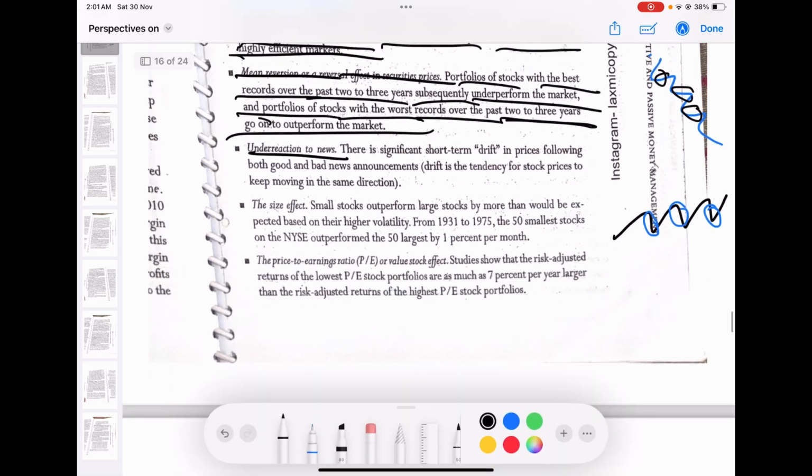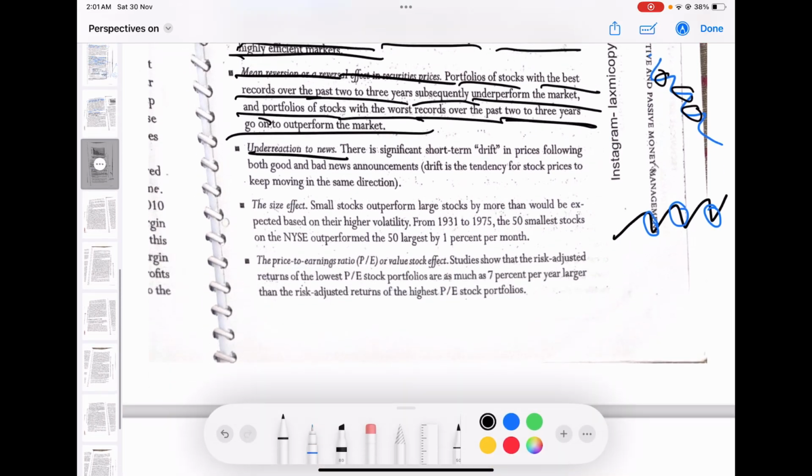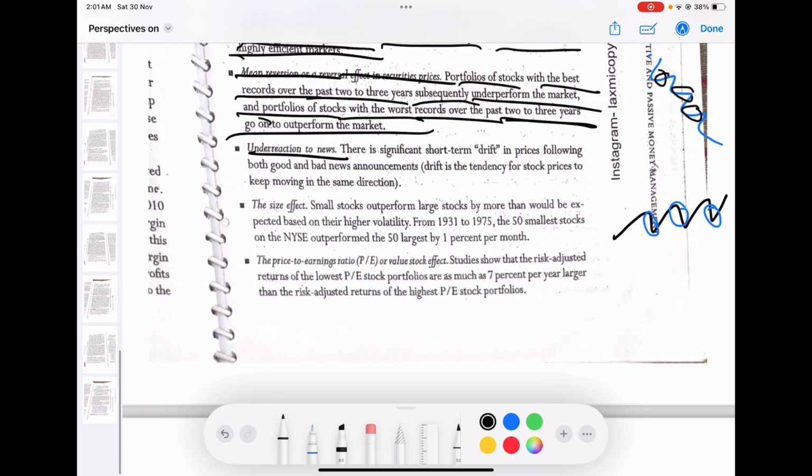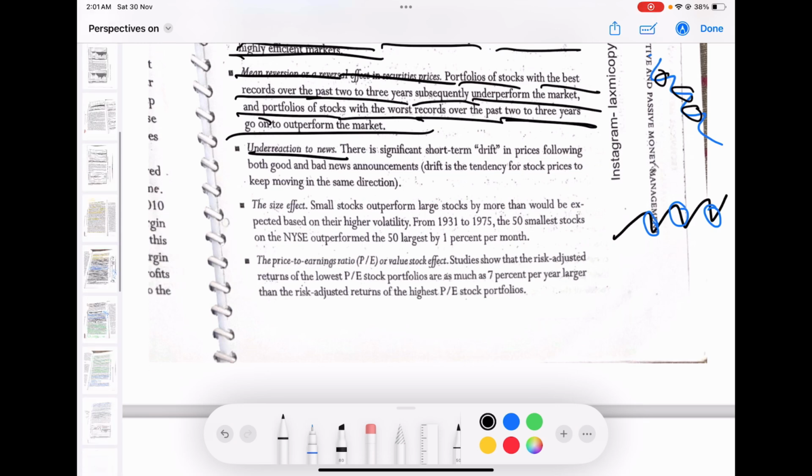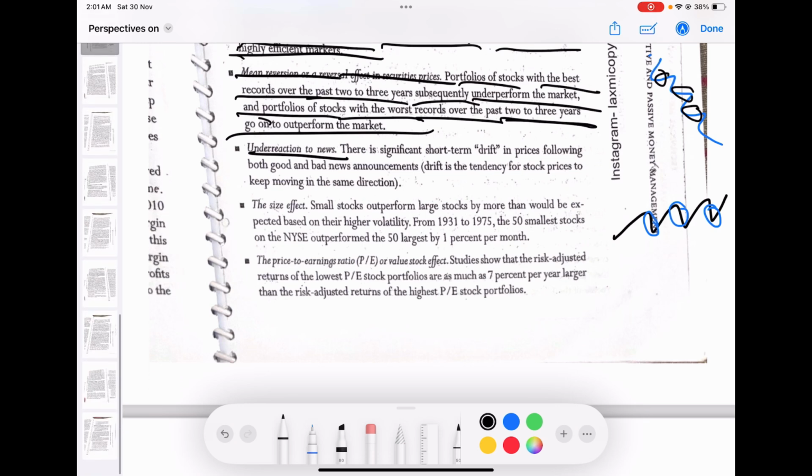Then we have underreaction to the news. Just like how we discussed overreaction to the news, in some cases the stock does not react as much as it had to react to the particular news. So there is a significant short-term drift in prices following both good and bad news.